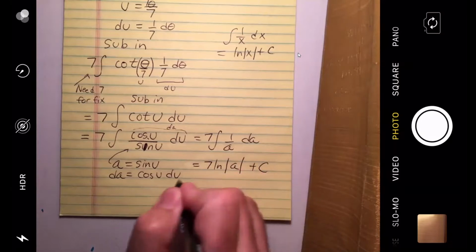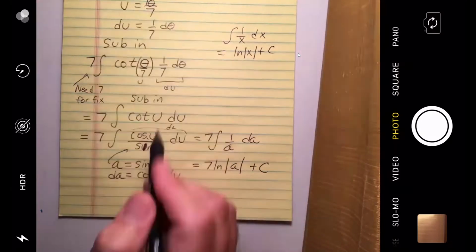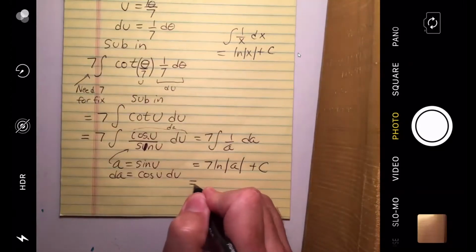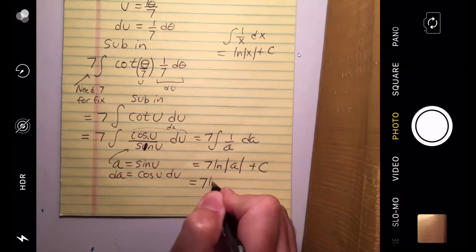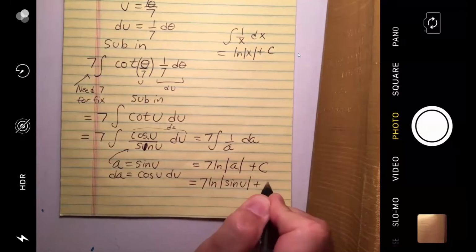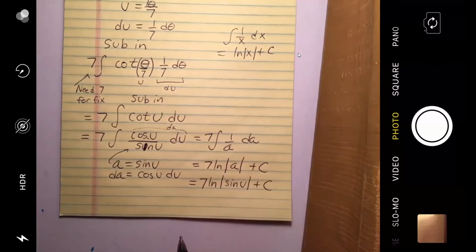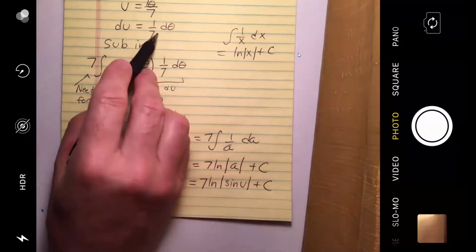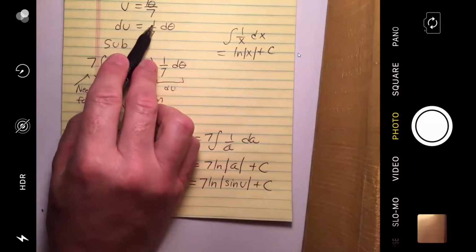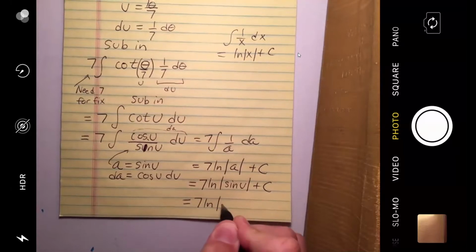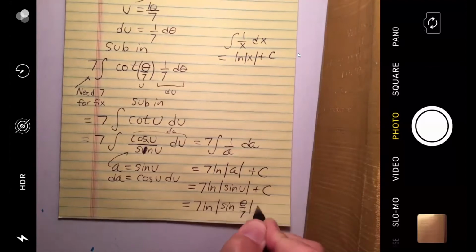Now it's a matter of working our way back through the substitutions till we're back to the letter theta at the top. So 7 natural log, our A is sine U plus C. And what was the darn U? Well, it's right here at the very top here. U was theta over 7. Final answer, 7 natural log sine theta divided by 7 plus C.